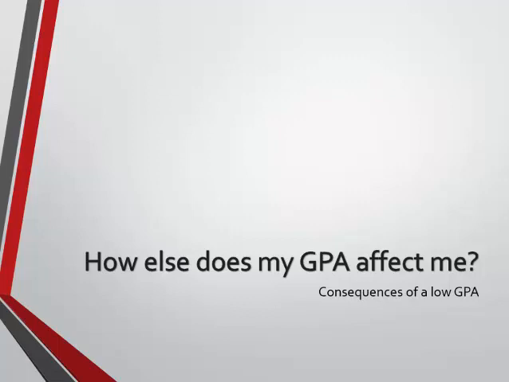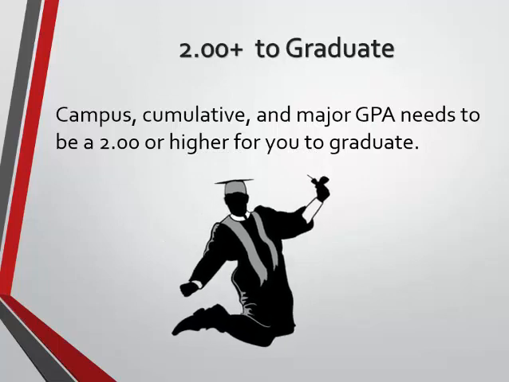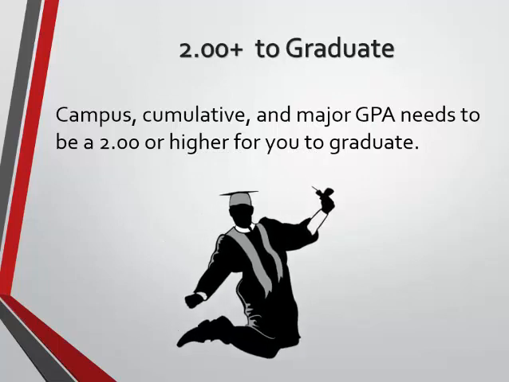Let's review some other consequences of a low GPA. Remember that as your student level increases from freshman to senior, you have less range in your GPA to earn failing grades before you are academically disqualified and disenrolled from the university. This is because you must earn at least a 2.0 campus, cumulative, and major GPA or higher to graduate.